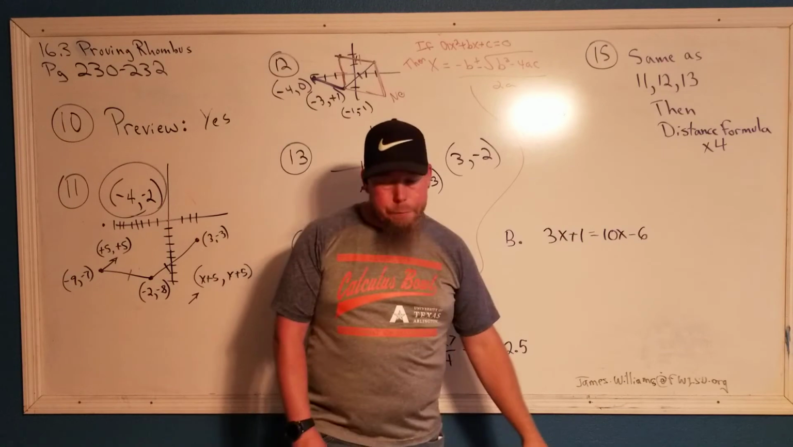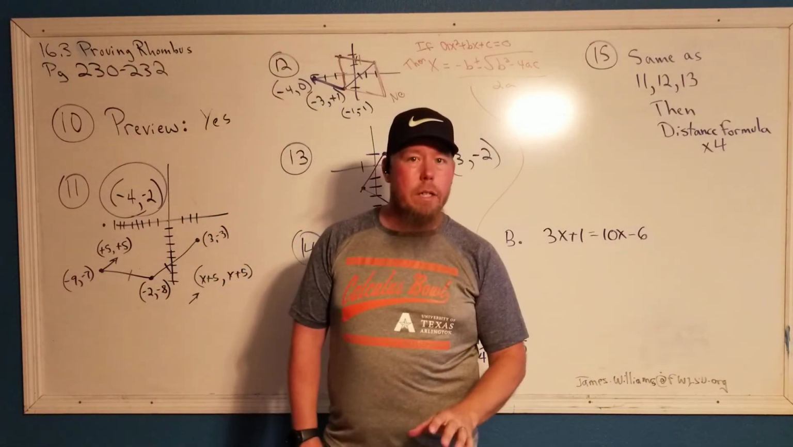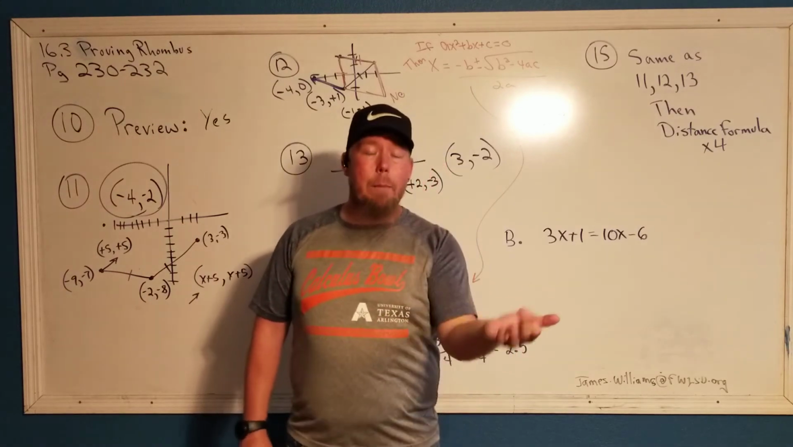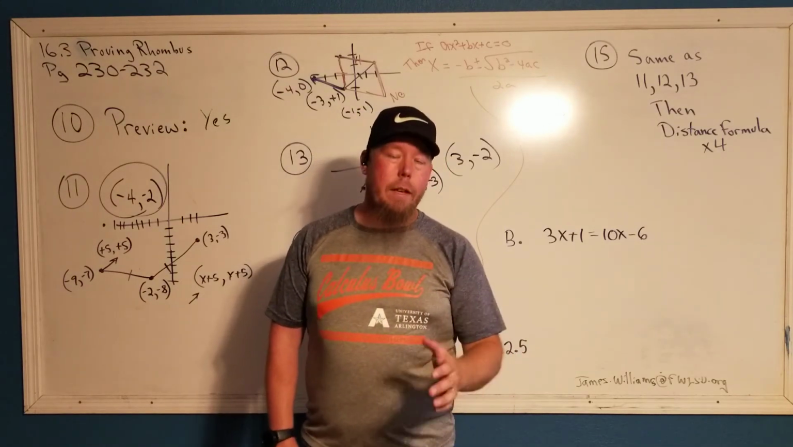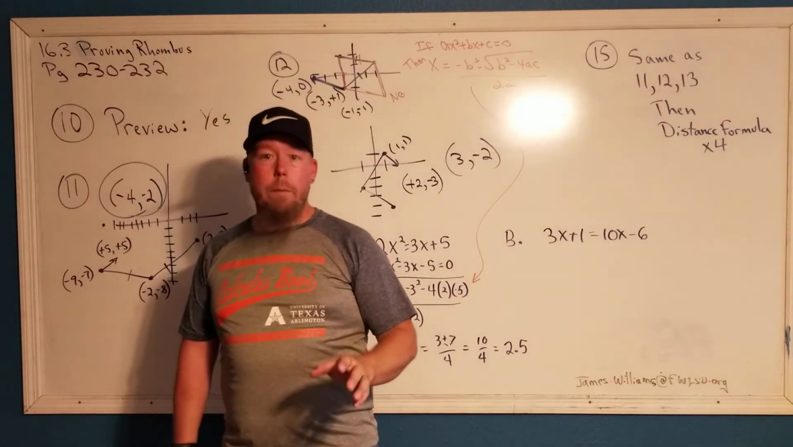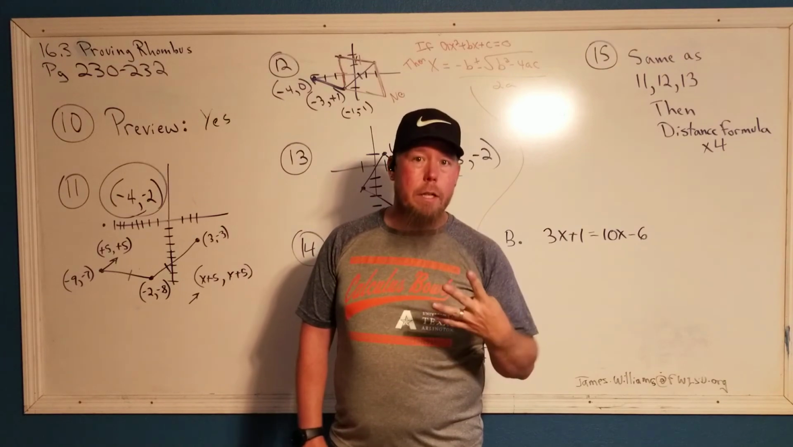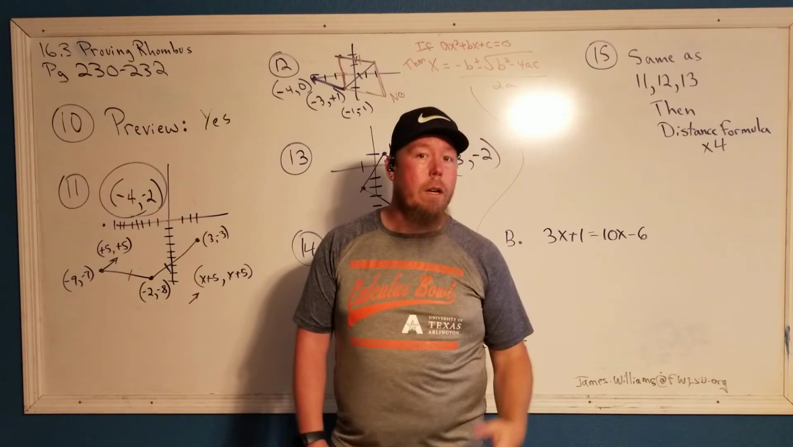For 15, I'm not going to work 15, and I'll tell you why. It's the exact same as 11, 12, and 13. All they're asking you to do on top of that is the distance formula, and I think you're okay with that. So find the fourth coordinate, do your distance formula. You can either do the distance formula 4 times, or you can remember that it's a rhombus and do it once and multiply by 4. That's up to you guys.